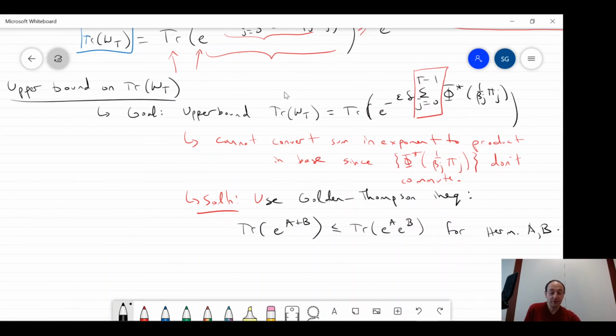Because I just want an upper bound on trace W_T. I don't care to know exactly what W_T is per se, for example, right? I just want an upper bound, and I want to do it by stripping off in the sum the very last term where j is equal to t minus 1. Okay, that's what I want to do. Boom, right?